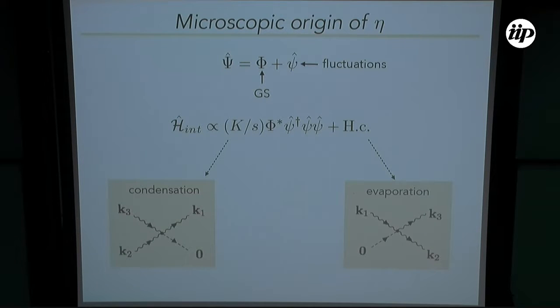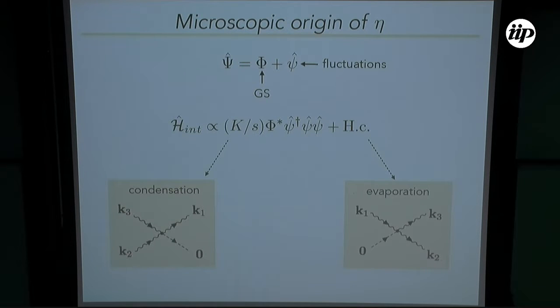And these terms are of this kind. So, for example, this term describes two magnons that are scattering into each other, and one of these magnons will lose enough energy to collapse into the ground state. That's also why we dub this process condensation. And then, of course, you will have the time reversed process, which we'll call evaporation.